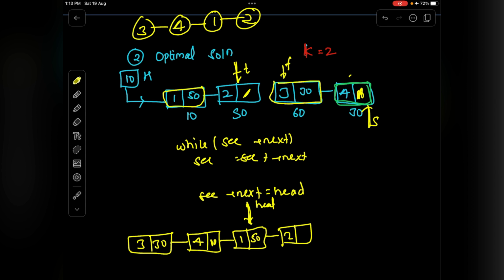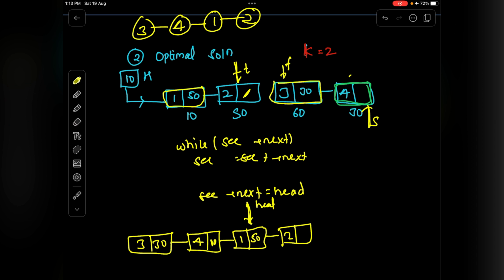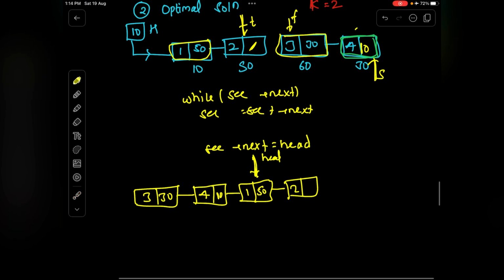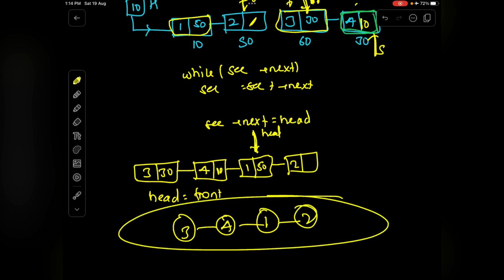Now I am doing second of next equals head. What is the value in head? 10. So here it will come as 10. Now I need to assign the head to this position, so that this becomes the starting point of my linked list. Now simply, can I say head equals front, right? Head equals front, which means head is pointing at this position, so my list becomes 3 4 1 and 2, and this is the answer we were looking for.